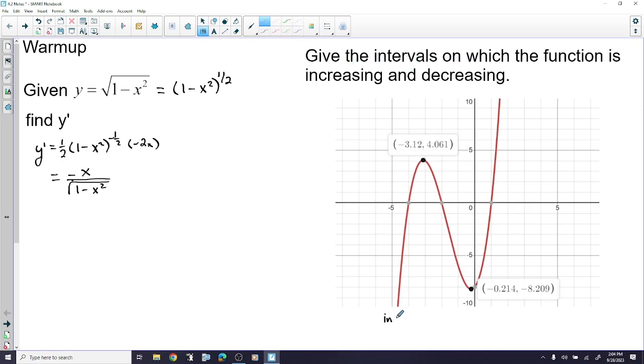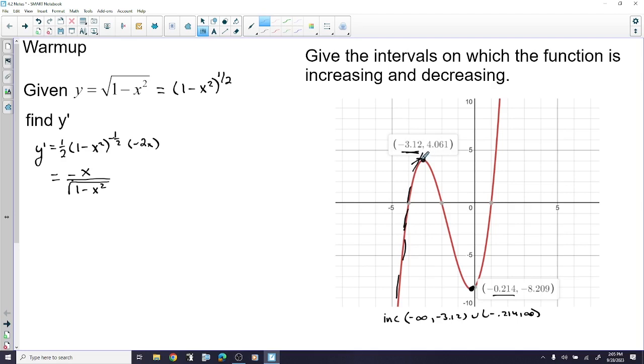So this function is increasing on negative infinity to this x value right here, which is negative 3.12. And then it increases again after this x value right here, which is negative 0.214 to infinity. So that's where it's increasing. Now note that whenever a function is increasing, if we go left to right, the slopes are positive.